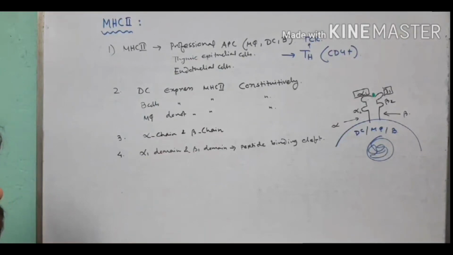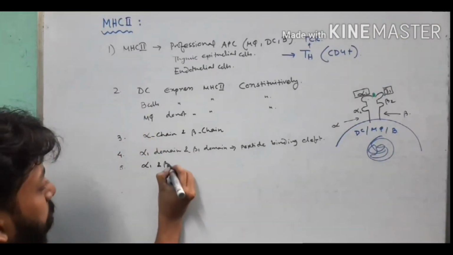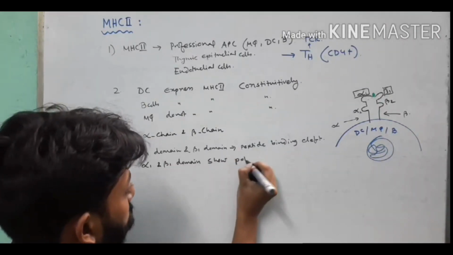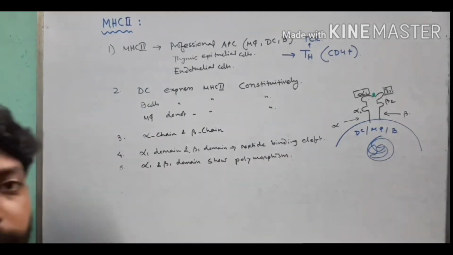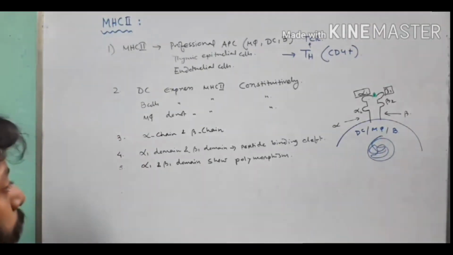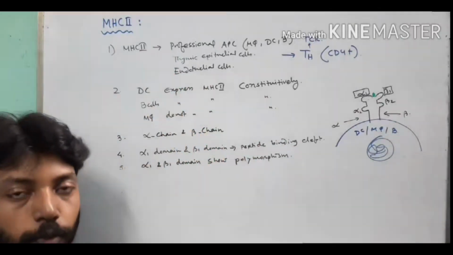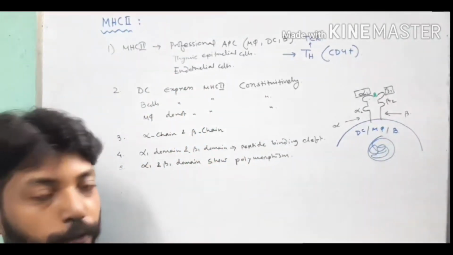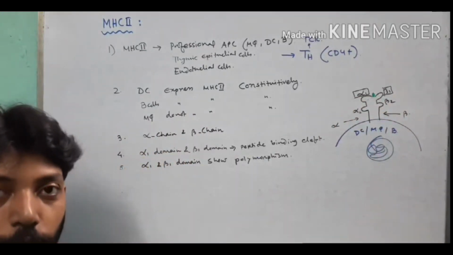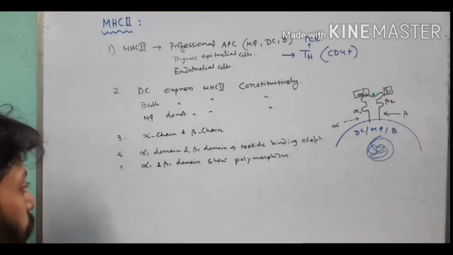Another point you have to remember in case of class II MHC molecule, this alpha 1 and beta 1 domain show polymorphism. In my previous class, I have already mentioned that this MHC molecule is polymorphic in nature. But in case of class II MHC molecule, all the domains of the molecule are not polymorphic. Only the peptide binding region of the MHC2 molecule is polymorphic. Okay, this is a very important point.